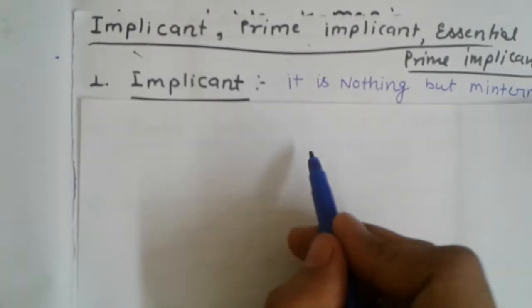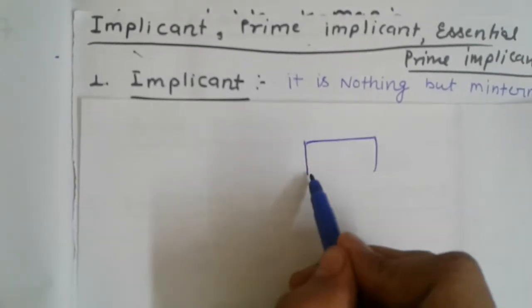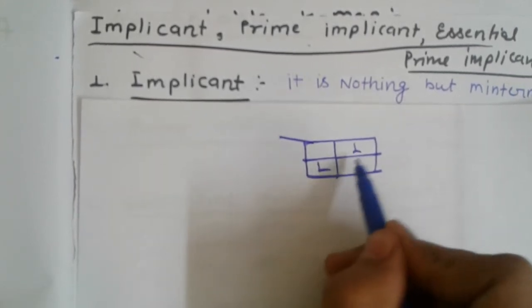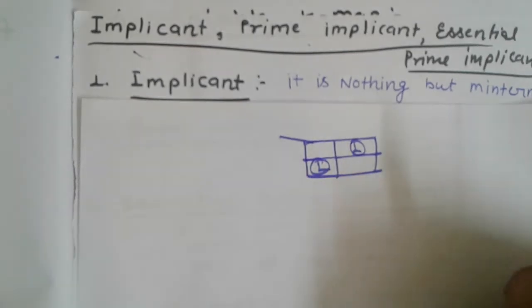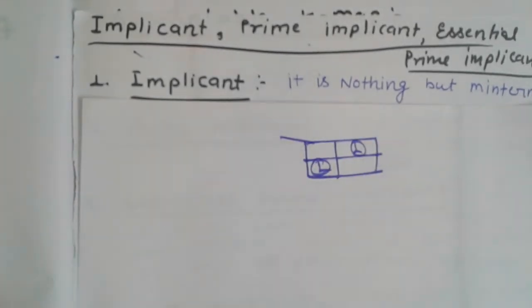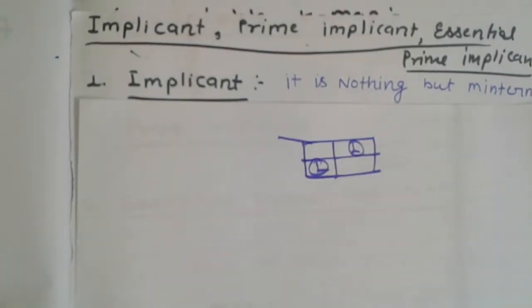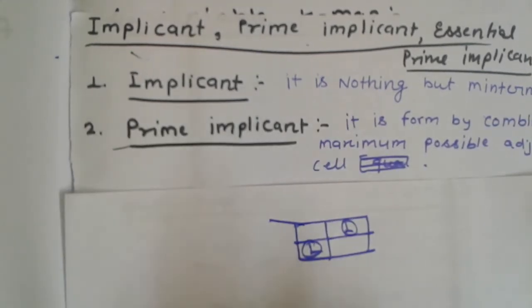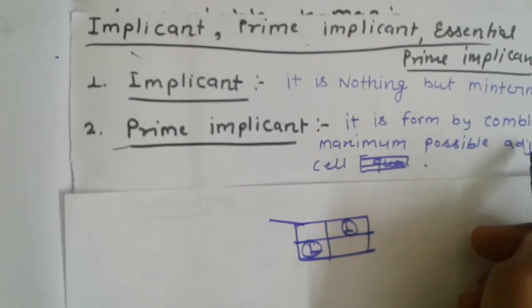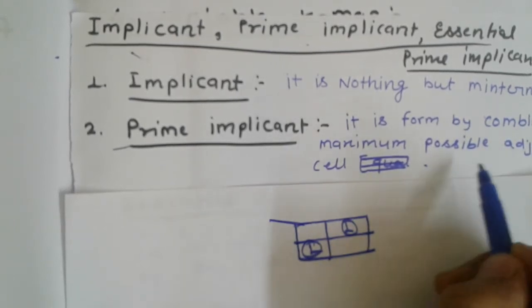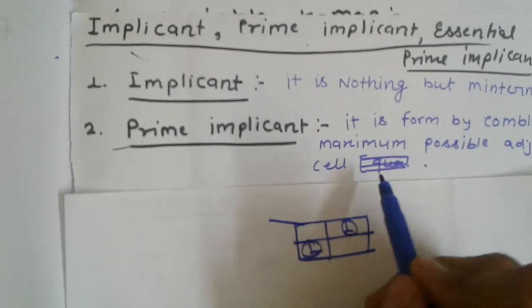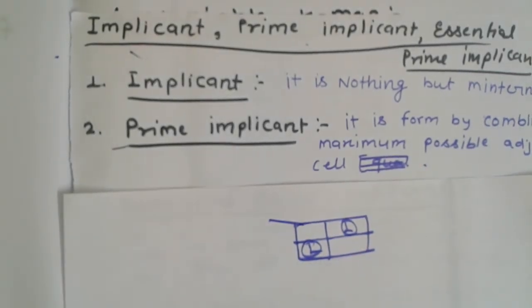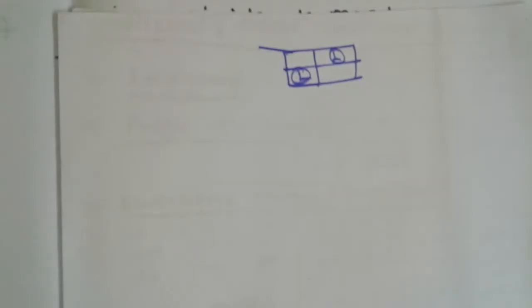Whatever minterms we have, like suppose this one and this one came as 1 1. This is called an implicant, meaning both. Then prime implicant: it is formed by combining the maximum possible adjacent cells. I will give you an example for prime implicant.